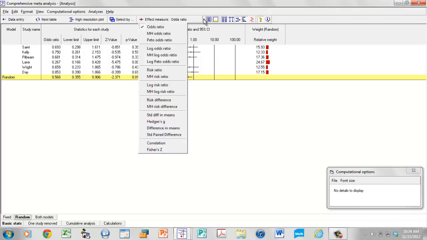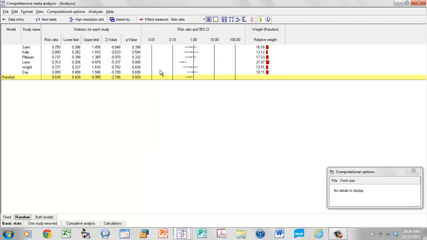One thing is that over here we're looking at the odds ratio. I also have the option of looking at the risk ratio. The numbers are going to be somewhat similar. In this example, the risk ratio, the overall estimate is 0.64. We see again the effect size and confidence interval for each of the studies.